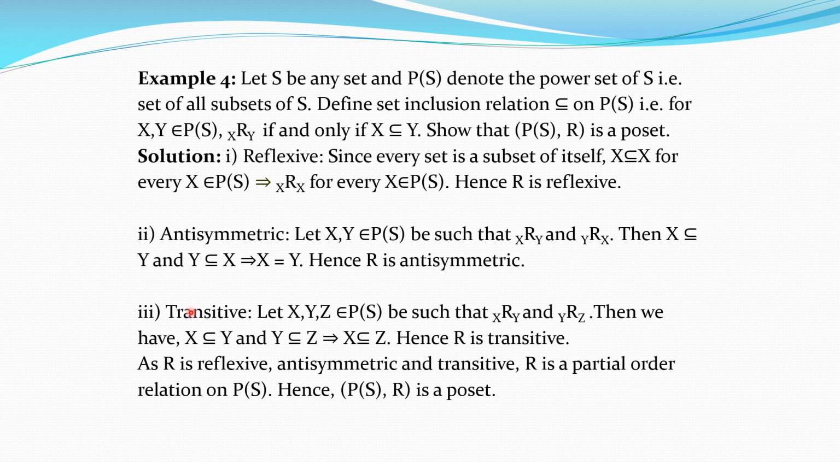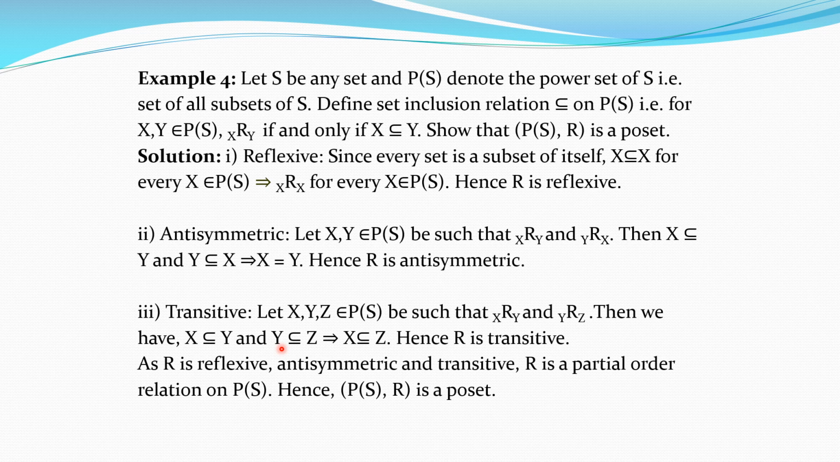Now for transitivity, we consider three members of P(S), say X, Y, Z, such that X is related to Y and Y is related to Z. Then by definition of the relation, X is a subset of Y and Y is a subset of Z implies X is a subset of Z. Hence, X is related to Z. That means the relation is transitive.